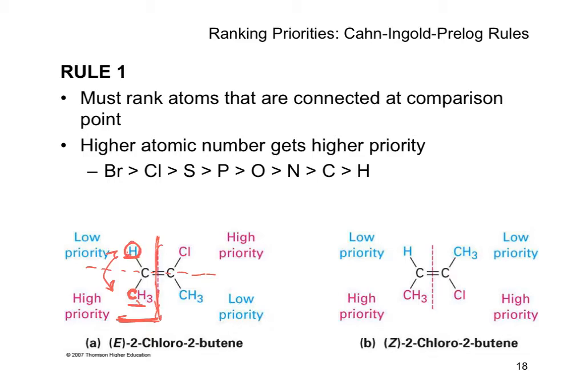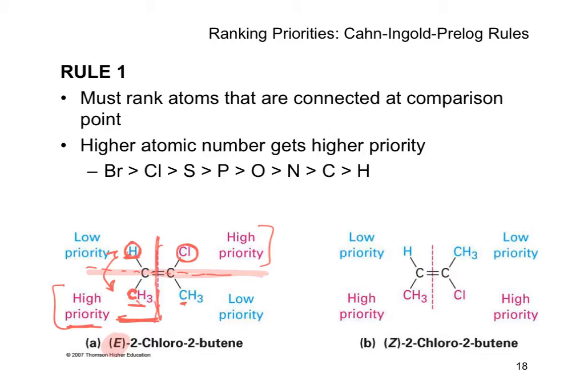Because remember, atomic numbers are for atoms, not for CH3, right? So I'm comparing carbon to hydrogen. So hydrogen being atomic number Z of 1 and carbon being 6, carbon gets priority. And if you look at what you have on the other side, you have Cl versus carbon. So carbon gets the lower priority, Cl wins. My high priority groups are on opposite sides of my double bond, and so I would call this an E isomer. So notice in my nomenclature, I'm no longer calling this just 2-chloro-2-butene. I'm going to call it E-2-chloro-2-butene.